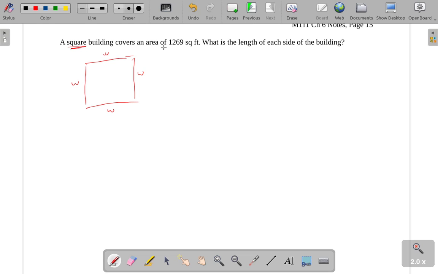So let's see, the area of the building. Well, the area of this building we can find by taking length times width. Those are both W, though. And so we get W times W equals 1269, or W squared equals 1269. So really, the question that's being asked here is what number when squared is equal to 1269?